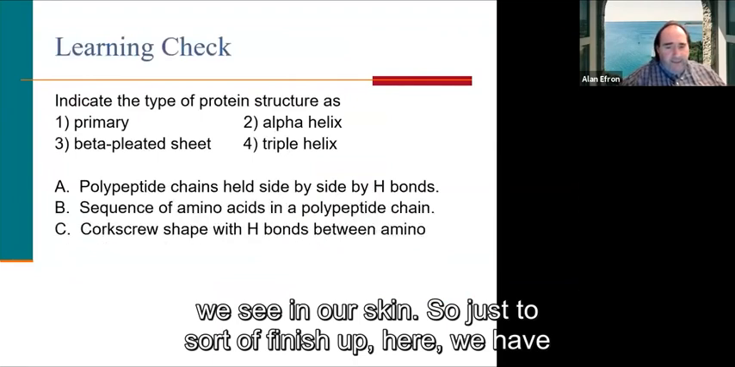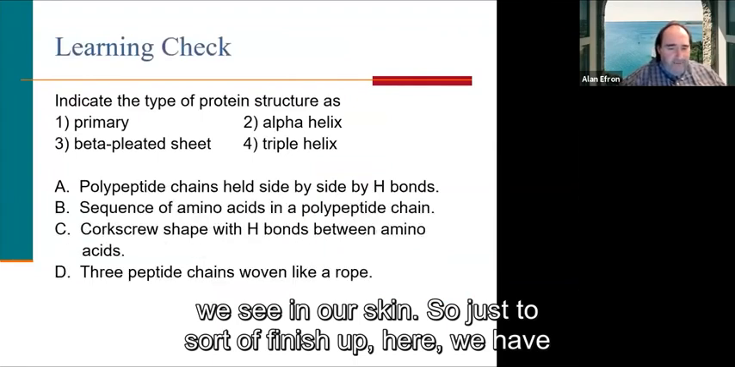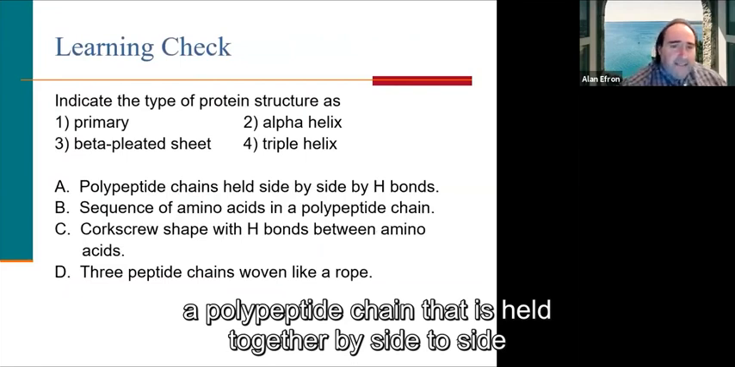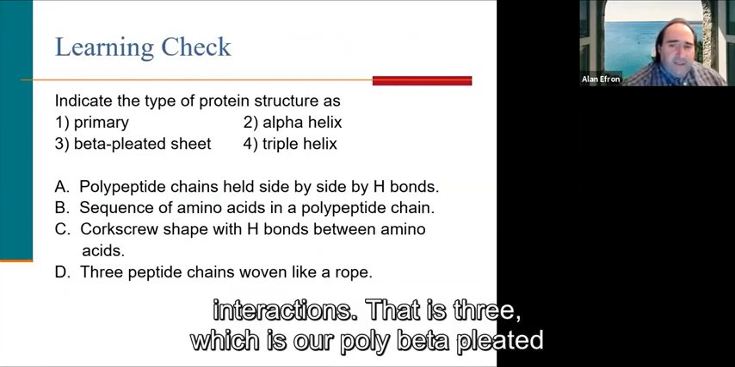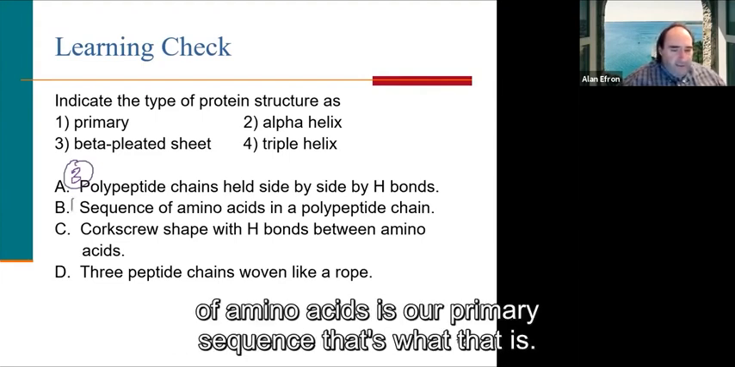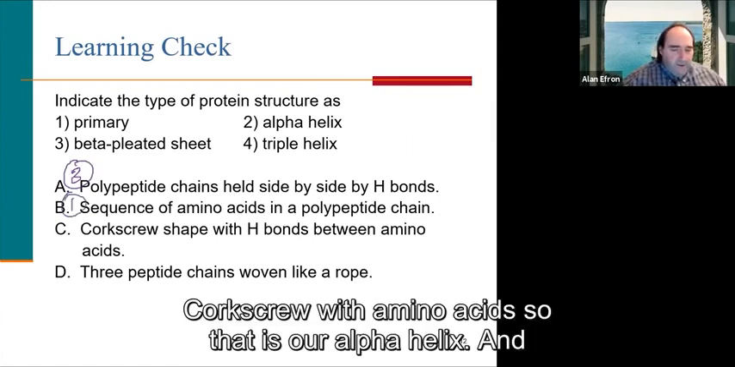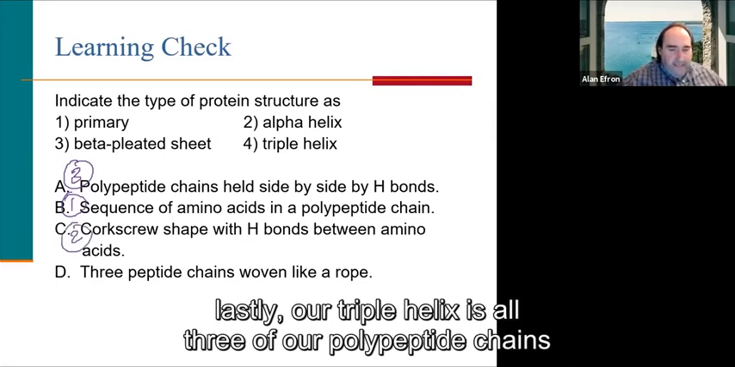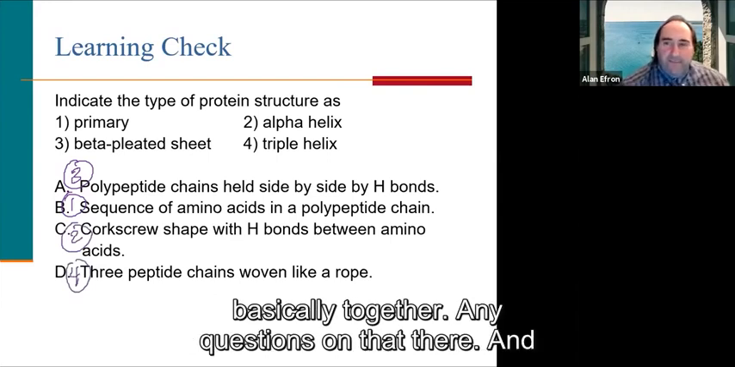So just to finish up here, we have a polypeptide chain that is held together by side-to-side interactions. That is our beta pleated sheets. So side by side would be beta pleated sheets. The sequence of amino acids is our primary sequence. That's what that is. The corkscrew with amino acids is our alpha helix. And lastly, our triple helix is all 3 of our polypeptide chains basically together. Any questions on that there?